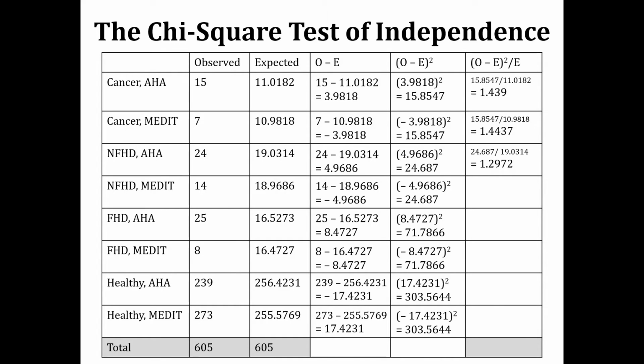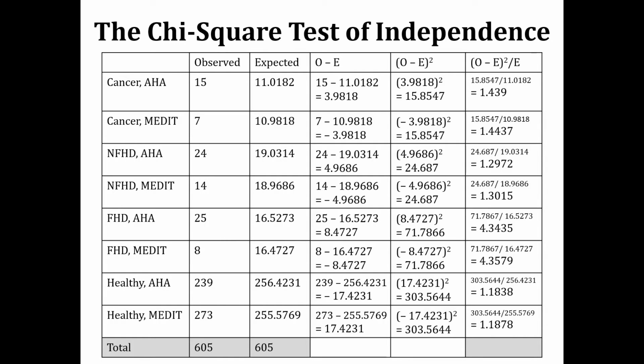And then 24.687 divided by 19.0314, which is the expected frequency of the same cell, non-fatal heart disease on AHA diet. We calculate that for the next cell as well, which is non-fatal heart disease on Mediterranean diet, and the square of the difference between observed and expected frequency is 24.687, and this is divided by the expected frequency, and the result is 1.3015. So we do the calculation for every cell.